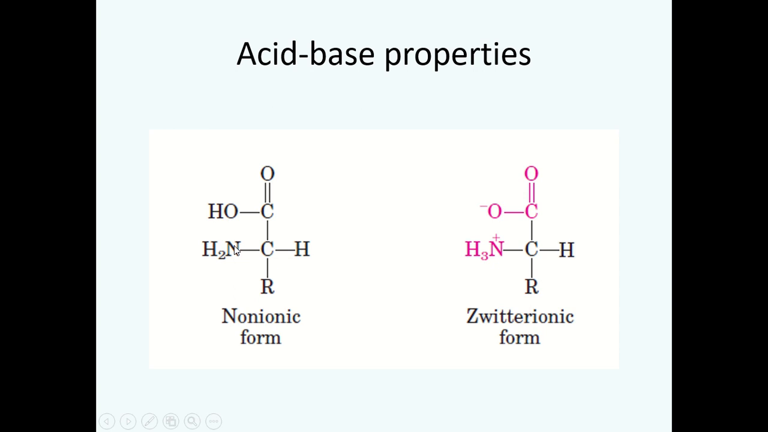Similarly, proteins are made up of hundreds of amino acids. At a certain pH, where the net charge of the protein becomes zero, that is called its isoelectric point. That is, in other words, the number of positive charges becomes equal to the number of negative charges.